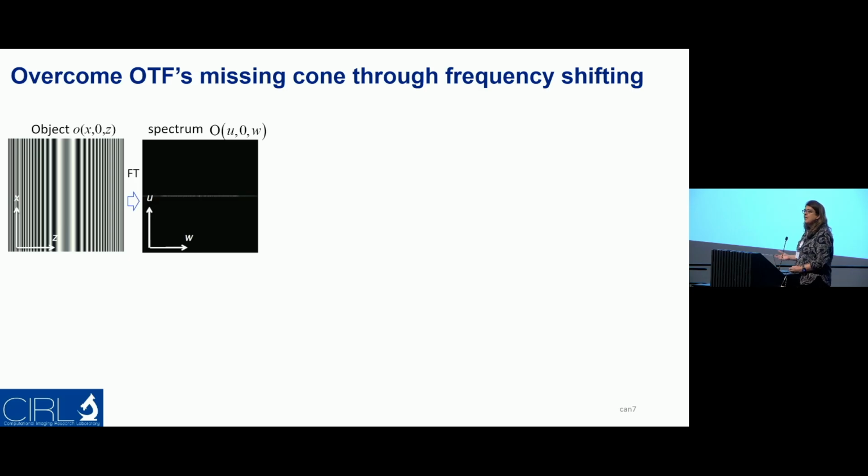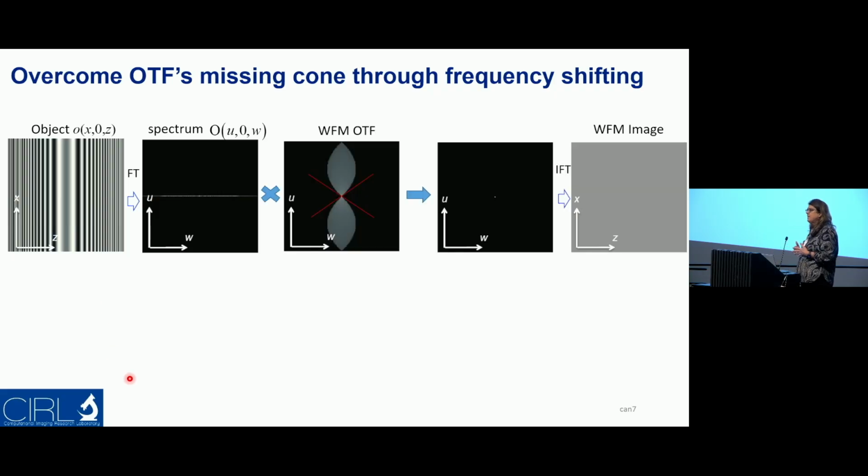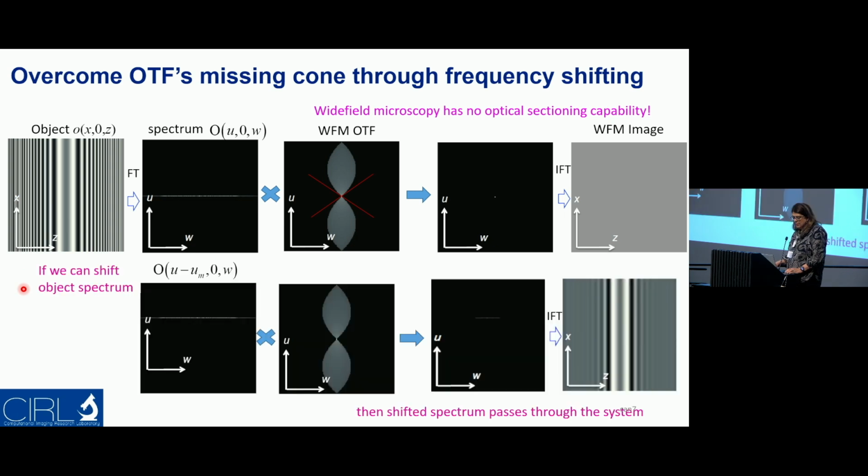Imagine we have an object that only varies axially, like the one here, so its Fourier spectrum lies within the missing cone of the OTF, and what you image is a uniform image, so you don't see the object. But if you're able to shift the object spectrum by some frequency, then you can nicely position it within the bandpass of the OTF, and then you can image part of the spectrum, and so you have an image that's a better representation of your object.